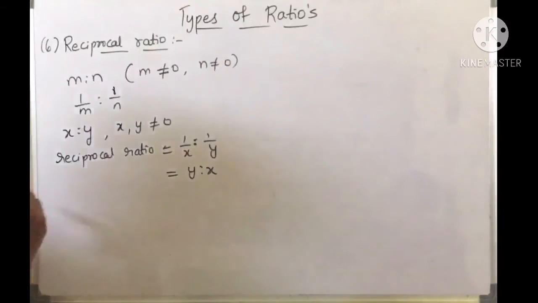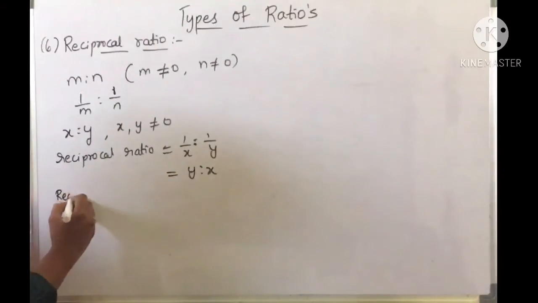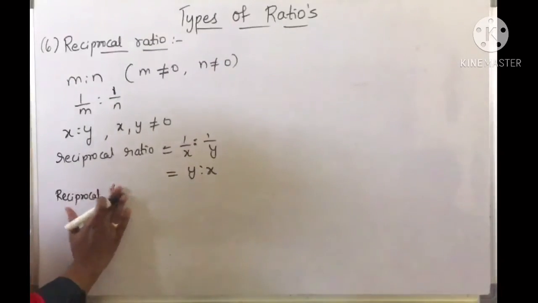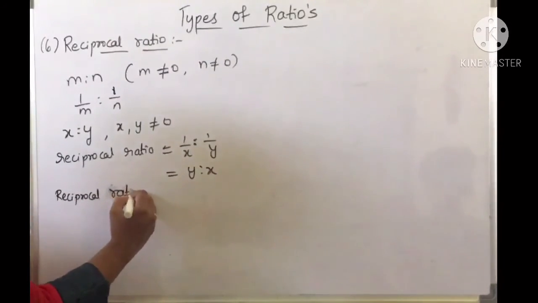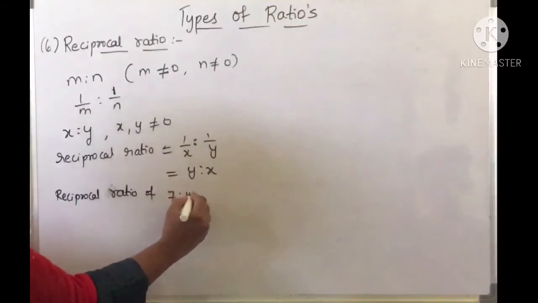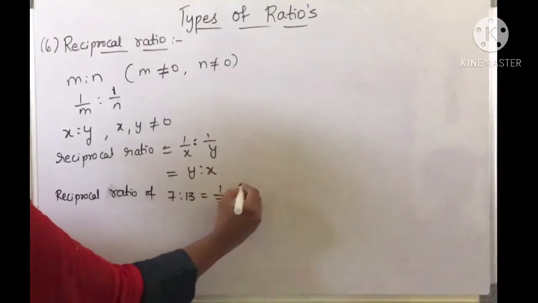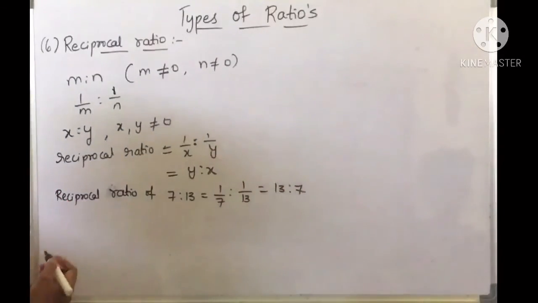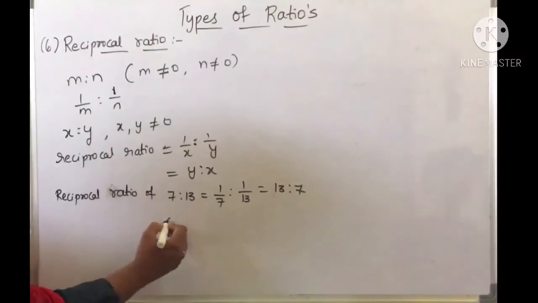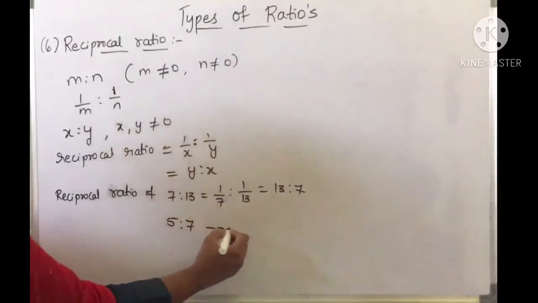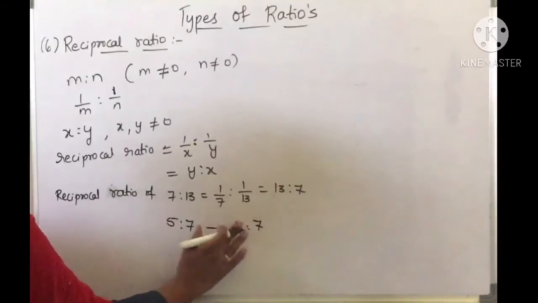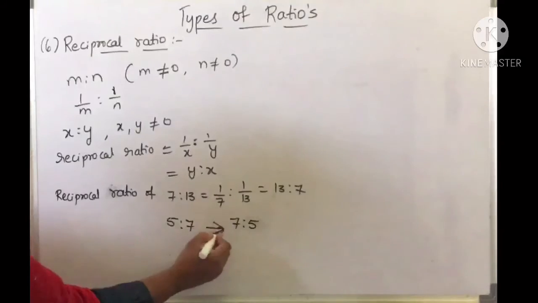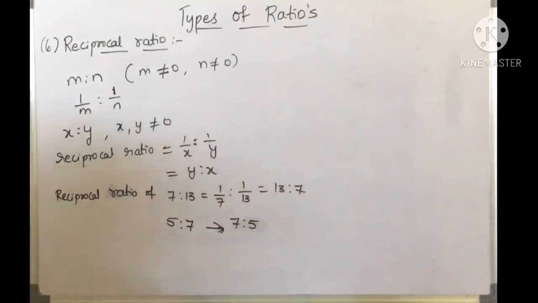For example, the reciprocal ratio of 7 is to 13 is nothing but 1 by 7 is to 1 by 13, which can be 13 is to 7. Similarly, the reciprocal ratio of 5 is to 7 can be written as 7 is to 5. The antecedent will become the consequent and the consequent will become the antecedent.